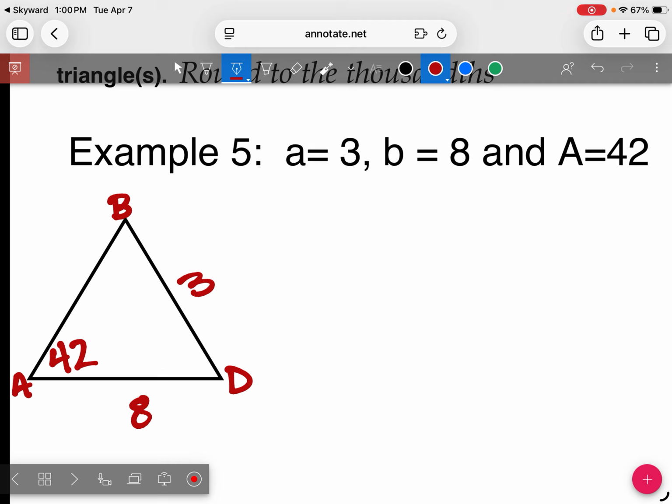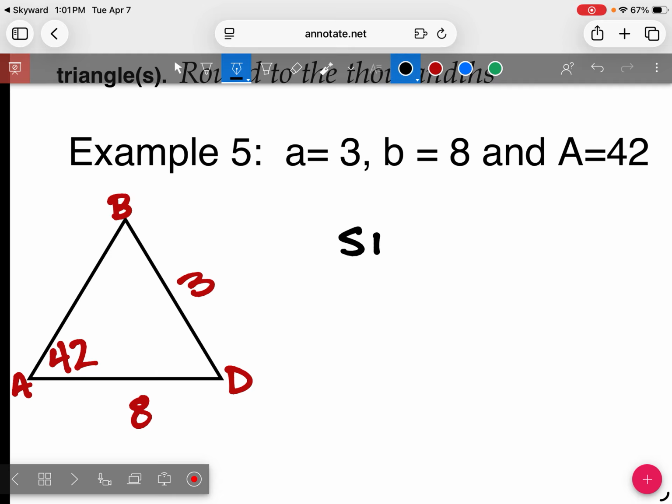Do I have a pair? Yes. What do I have to look for first? Can I find angle D? Do you know little d? No. So what do you have to start by finding? What angle? Angle B. So let's set it up.